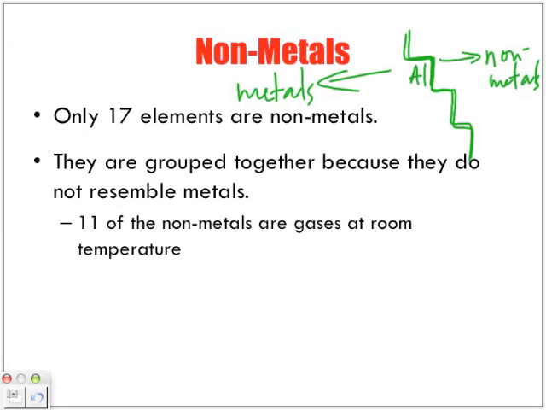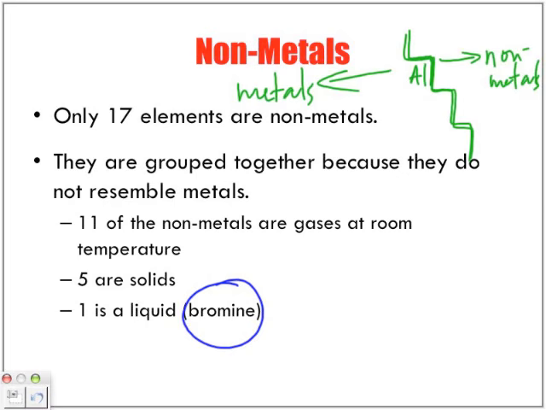I'm not going to go through which ones are. You can always look that up. 5 of them are solids. Again, you don't need to memorize these things. One of them is actually liquid, and that's the only one that I do want you to know: of all the non-metals, bromine is the only one that is in liquid form at room temperature.